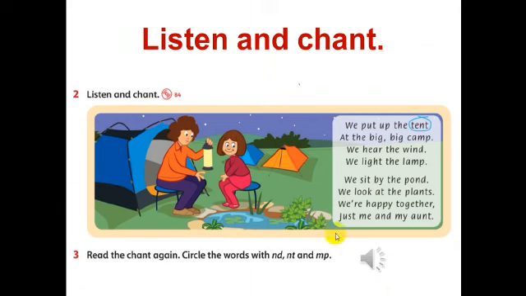Listening 84. Listen and chant. We put up the tent at the big camp. We hear the wind. We light the lamp. We sit by the pond. We look at the plants. We're happy together, just me and my aunt.